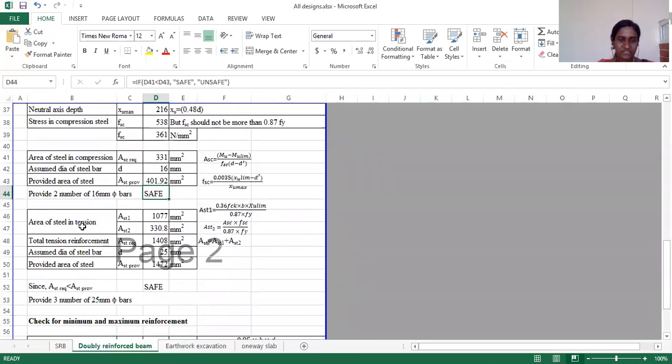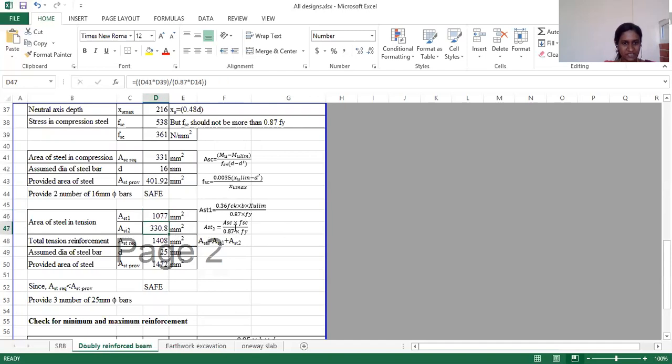Next, find out the tension steel. In tension steel, there are two: one is Ast1 and Ast2. So Ast1, there is a formula: 0.36 fck b into xu limit divided by 0.87 fy. Substitute for this value. See, every value is given only. You have to search for it and then substitute for it. Then after that, we will get 1077 mm square.